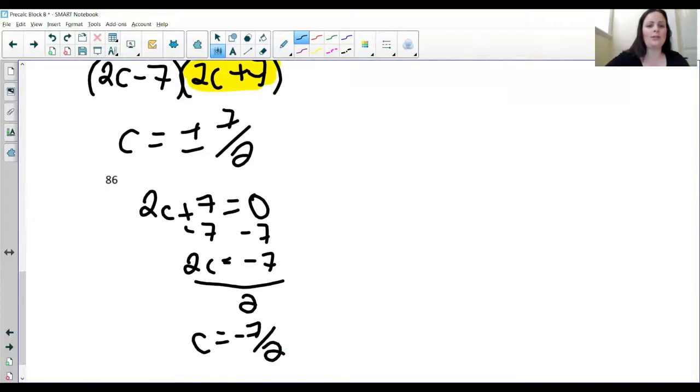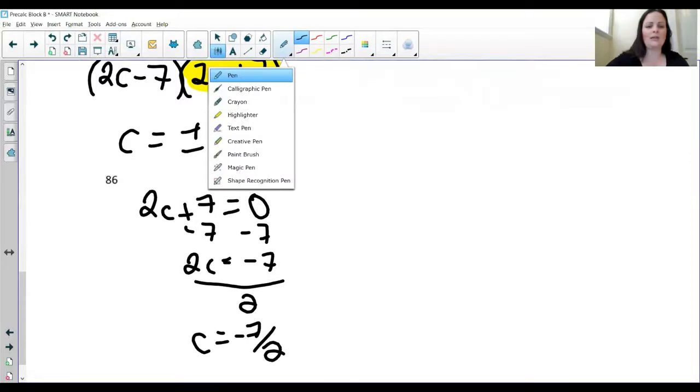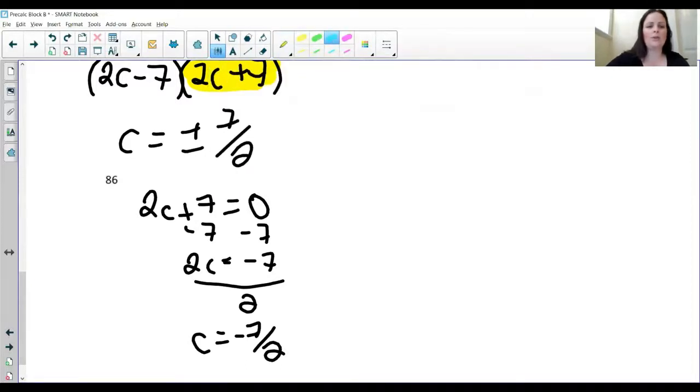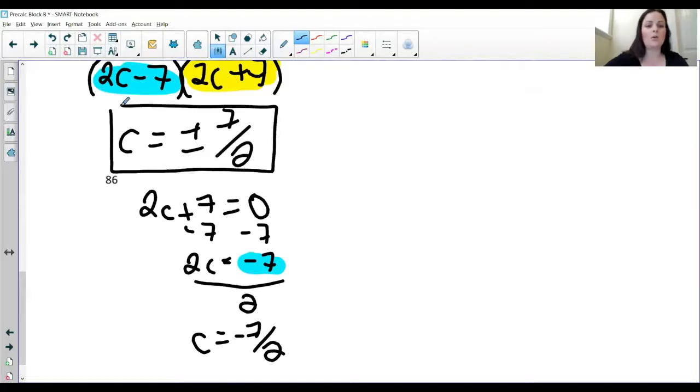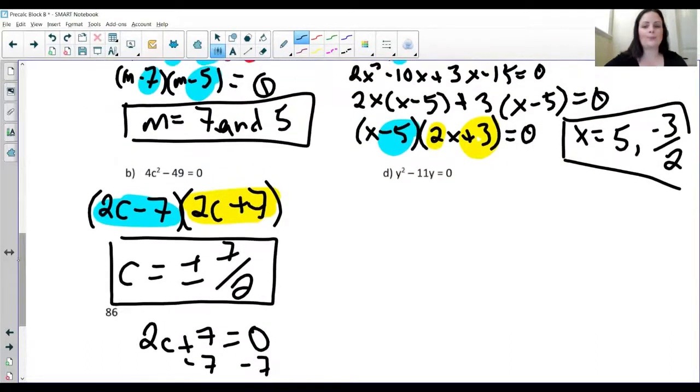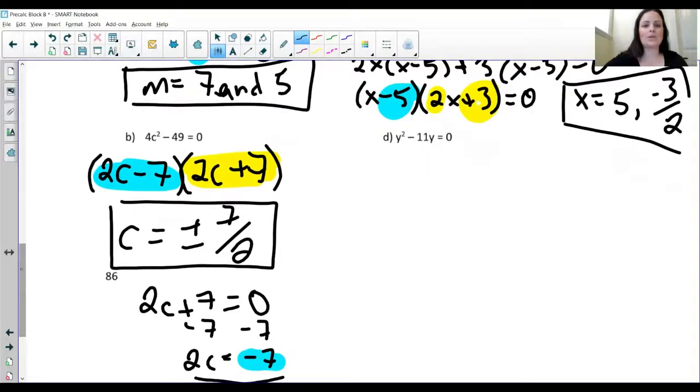Now if you were to do the exact same thing for this bracket, it will be the exact same thing, except instead of it being a negative 7, it would have been a positive 7. So that is why your answer is going to be plus or minus 7 over 2. Let's try the next one.